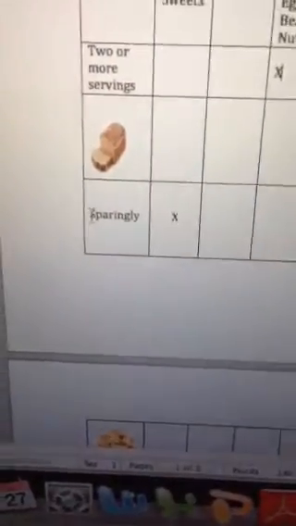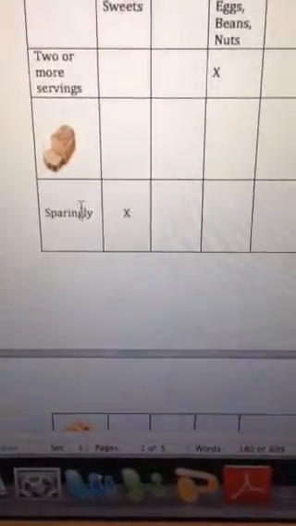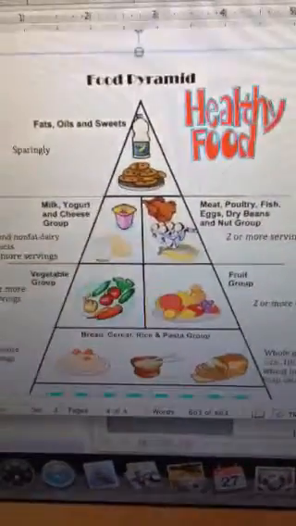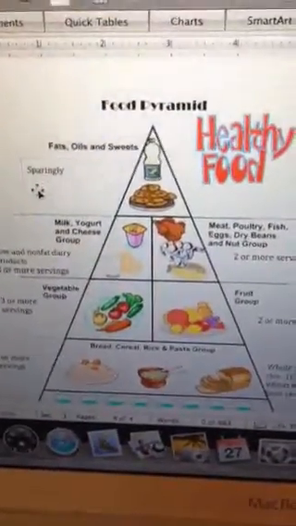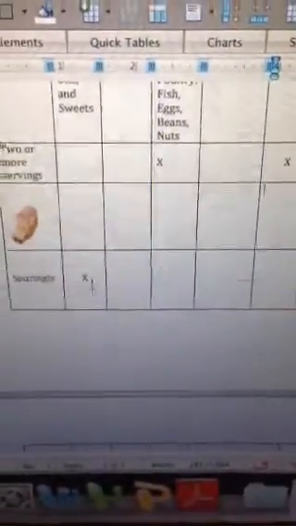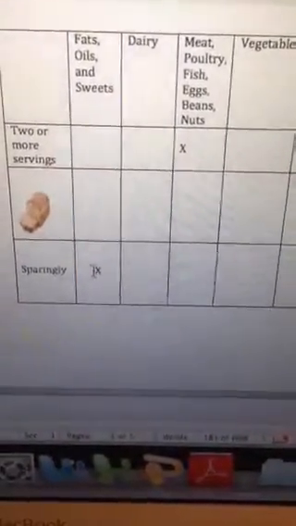Sparingly. So sparingly means a little bit, or not on a regular basis. You don't eat it all the time. You want to eat very little of this. And if we go back to our food chart, we see that fats, oils, and sweets are to be eaten sparingly. We're going to go over here, find the fats, oils, and sweets, and we're going to pick an X right there. So those are the first 3, and for a little bit, I want you guys to try and figure the rest of these ones out.